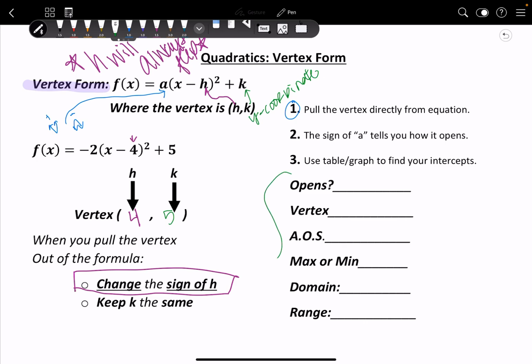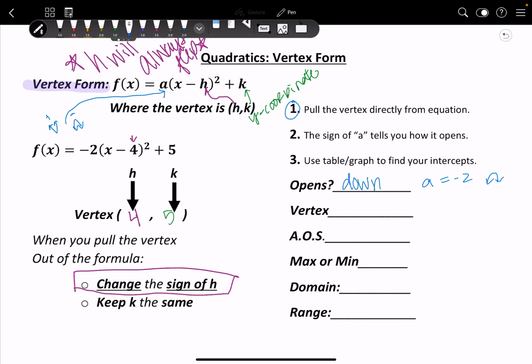Now you can tell all of this from just the vertex and your A value, just from vertex form. I'm not asking you for solutions yet. If we wanted to, then we would just sketch for now. So let's look at our A value, because this is what we're going to know. If our A value is positive, then it's going to be a happy face. If it's negative, it's going to be a frowny face. In this case, my A is a -2. Because it's negative, it's a frowny face, which means it's going to open down or downwards.